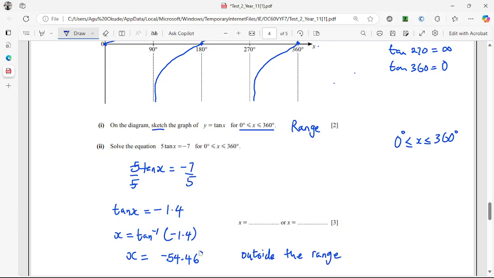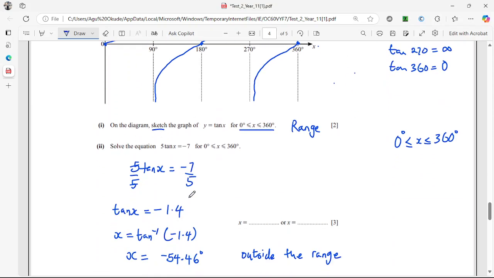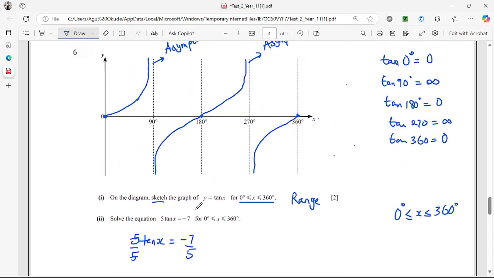Now what I'm going to do is use this tangent graph I have plotted. Now let's look for negative 1.4. On the graph you have to mark a point here, in your negative part. This is negative 1.4, right? Now draw a straight horizontal line, please, like this.